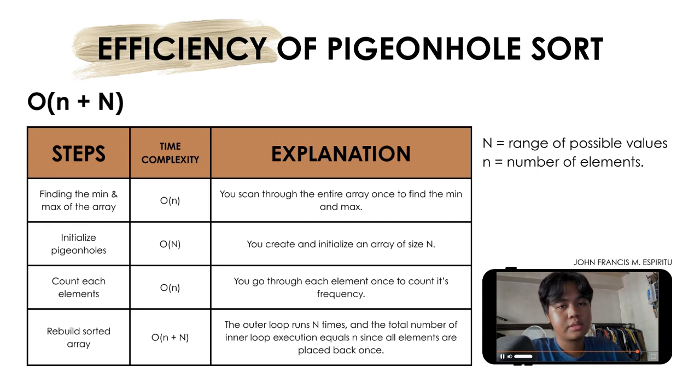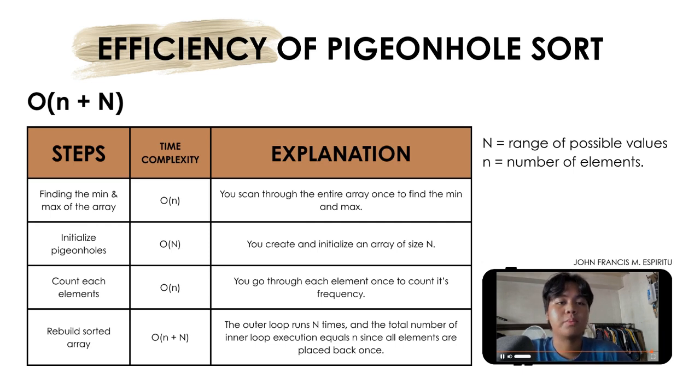Next is step 3, where we count each of the elements. We go through the array again to count each element's frequency. That is another O(n), where n is the number of elements. Finally, for step 4, we rebuild the sorted array by iterating through each hole and placing elements back. The total work done here is proportional to both n and the range, giving us O(n + range). So when we add them all up, we get O(n + range) overall.